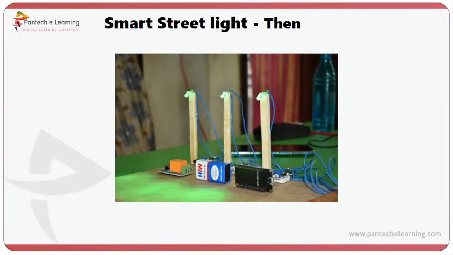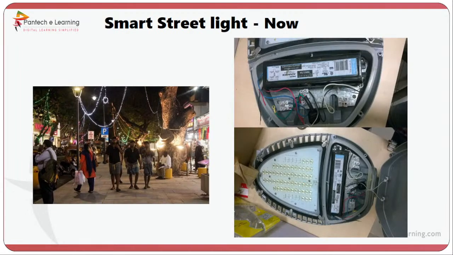But nowadays it is implemented not only in this Digital India project, it is used in many other countries also. In Chennai, we are using this smart street light system for real-time purposes with the lamps.